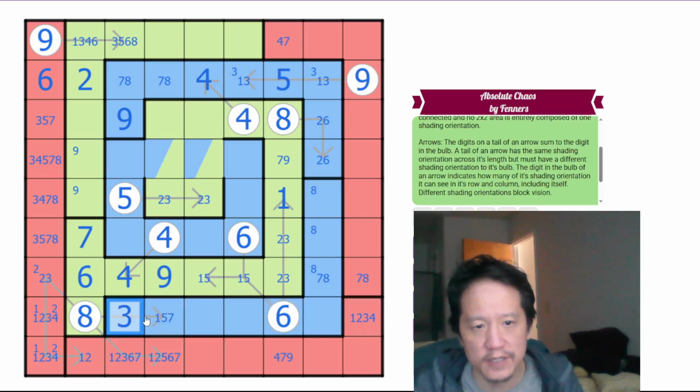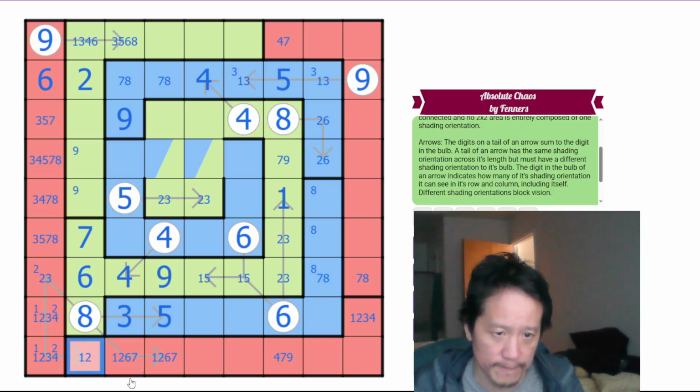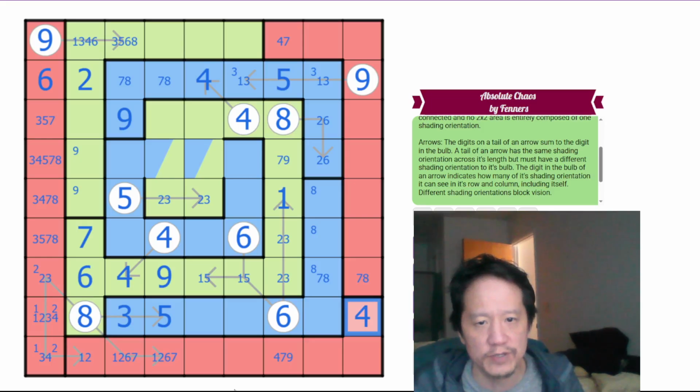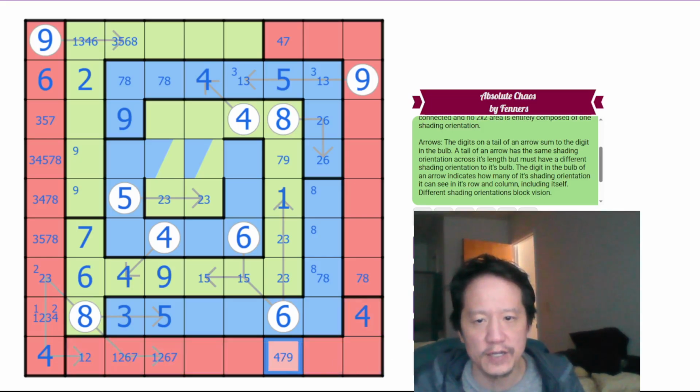This is then 3 and 5, which means this can't be 3 or 5. This is 1 or 2. This is 1 or 2, right? Because this is 1 and 2 and this is 1 or 2, this can no longer be 1 or 2, and this can no longer be 1 or 2. This can't be 3 because of that 3, so this must be a 4, which makes this a 4 because otherwise there's no other digit in that region that can be a 4.